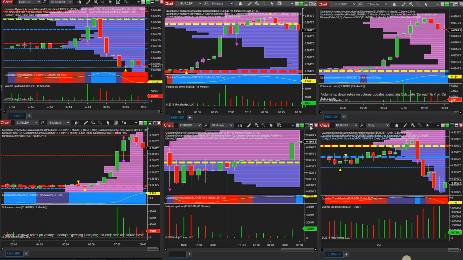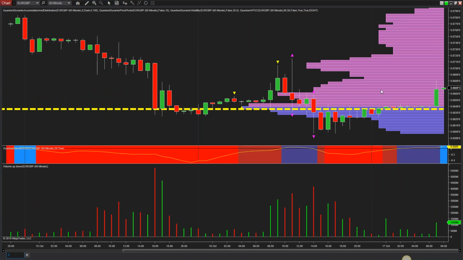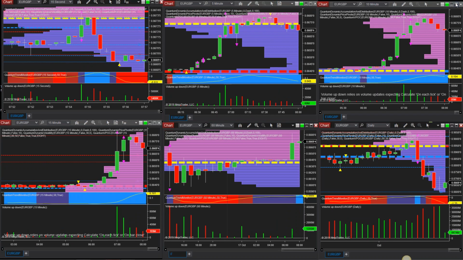And down onto the 60-minute, not quite so clear cut on the 60-minute. We've got a pickup in volume, but it's not particularly demonstrable purely because that's coming into Europe. Now what we want to see is the volume that's driven in through the London session. Might stay with euro pound as London gets underway.